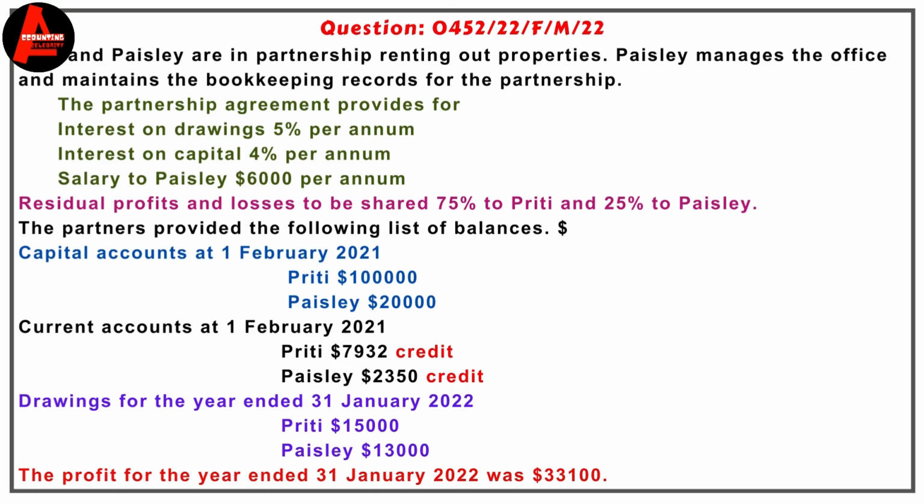Okay, the partnership agreement provides for interest on drawings 5% per annum, interest on capital 4% per annum, salary to Presley $6,000 per annum. Okay, residual profits and losses to be shared 75% to Preeti and 25% to Presley. Okay, so this is a ratio to distribute the profit or loss. Okay, the partners provided the following list of balances. So here capital account balances are given, current account balances are given, drawings for the year is given.